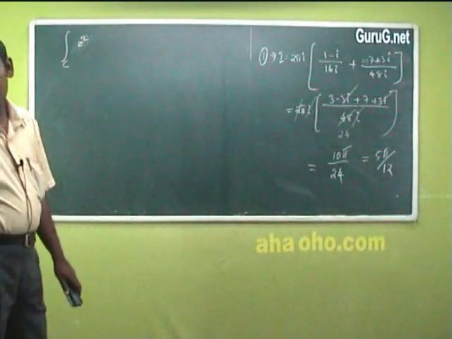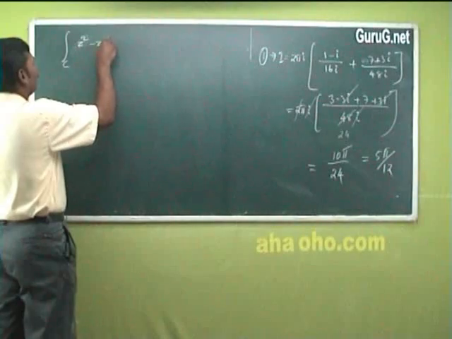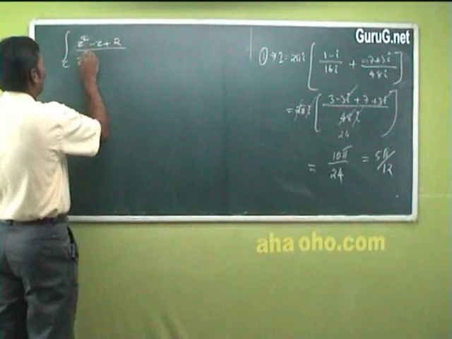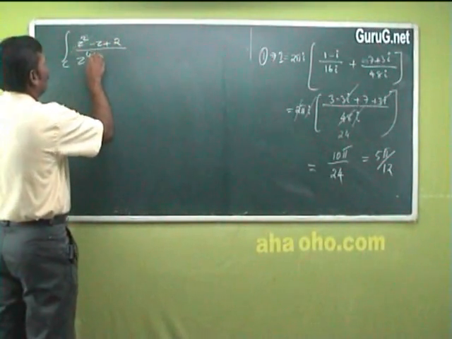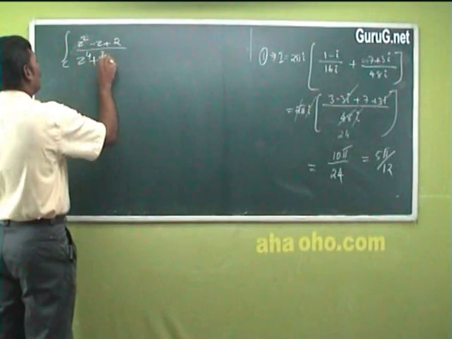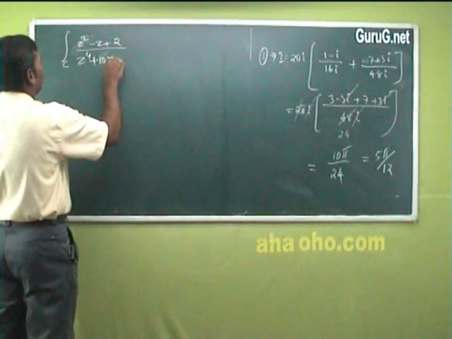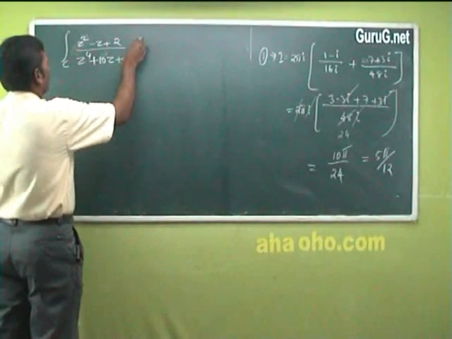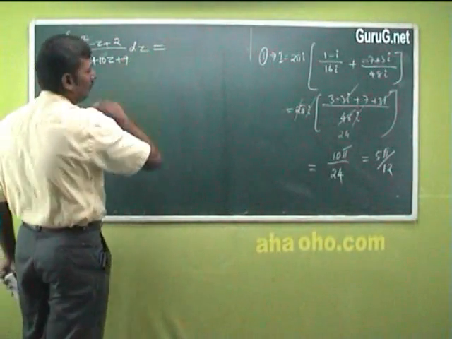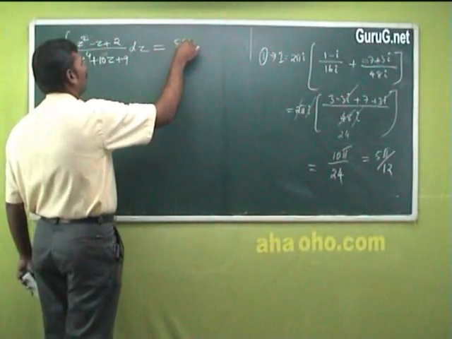Z squared minus z plus 2 by z power 4 plus 10z plus 9 into dz. Is this equal to 5 pi by 12?